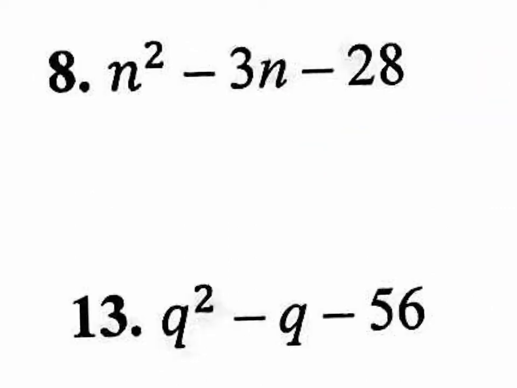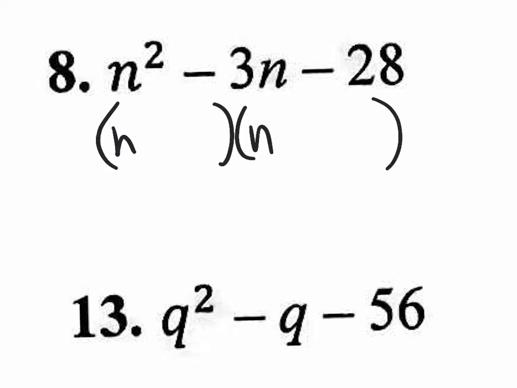Number 8. Also, we are ready to set up the answer format. And then we simply think, what times what is negative 28? That if you combine together is negative 3. In other words, what times what is the C value, negative 28? That if you combine together gives you the B value, which is negative 3. If you're not sure, make a list. How could you get negative 28 as an answer?